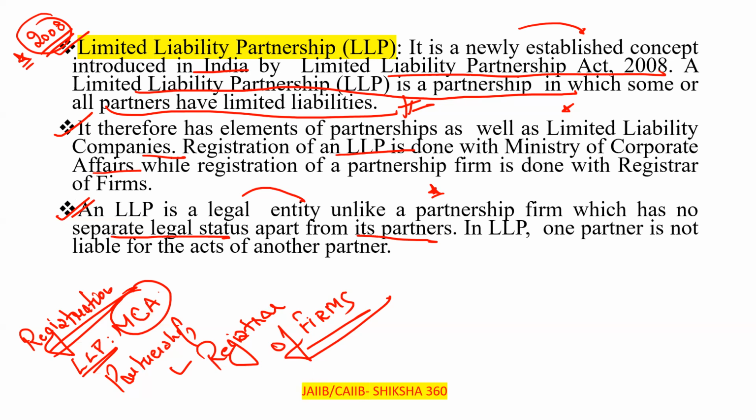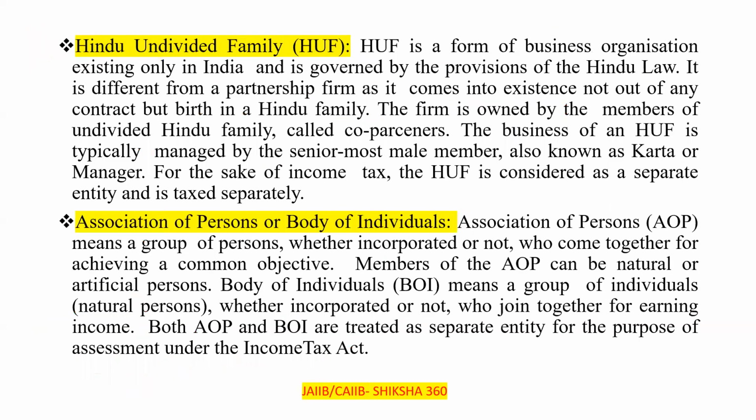In an LLP, one partner is not liable for the acts of another partner. Clear? Like in the partnership firm, one partner is liable for the acts of another partner, but in a limited liability partnership, one partner is not liable for the acts of the other. Kindly remember these points. It is a short slide but contains very important points.